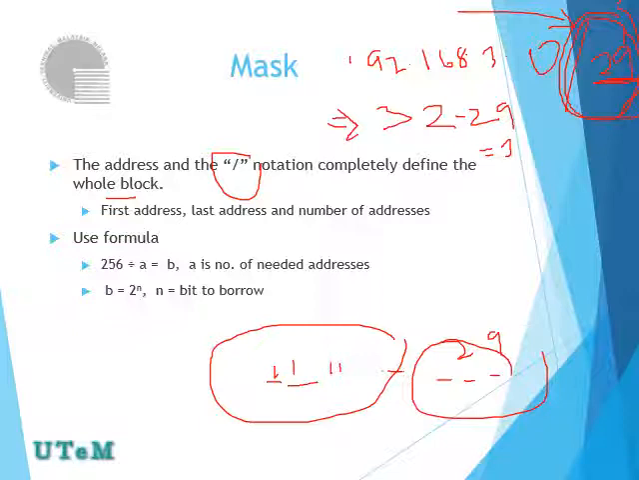So what is the block size? 2 to the power of 3 equals 8. So the total number of addresses that can be provided by this IP address is 8. So the block size is 8. It contains 8 addresses.